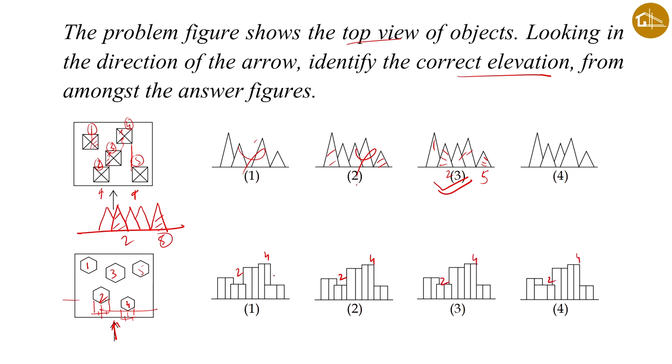In the first one, you can see that the fourth one is partially hidden because of the fifth one. So this is wrong. We need second and fourth fully visible. Here also the second one is hidden. This is also wrong. In the third one, we can see that second and fourth are fully visible, so this might be the correct answer. And the fourth one is not the right answer because the second one's faces are not equal halves. This is more and this is less. This is also wrong. So the third one is the correct answer.